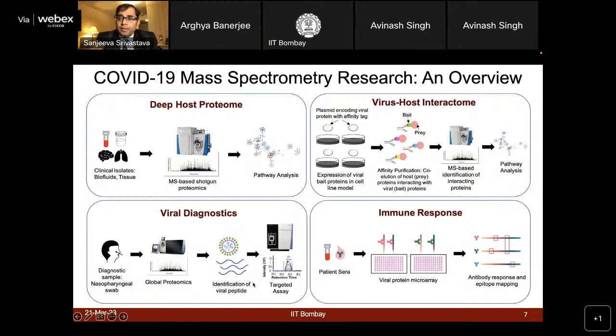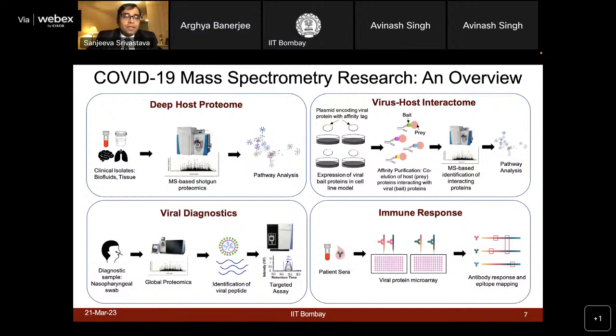Can we just directly look at the presence or absence of these viral peptides in the samples, which will probably have more impact? Also, looking at plasma and nasopharyngeal swab samples, we can look at the deep proteome, the entire protein which gets changed because of the viral interaction, as well as the host and virus interaction map and the immune response. All of these used different technologies, especially mass spectrometry, but protein arrays were also used to investigate this problem.